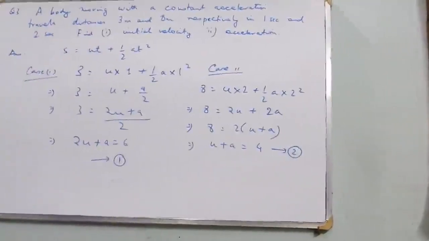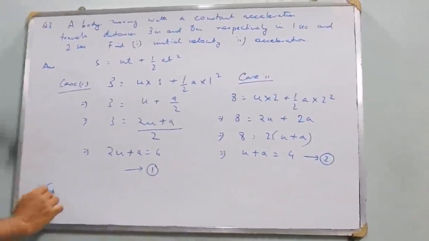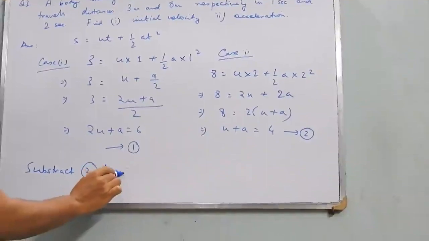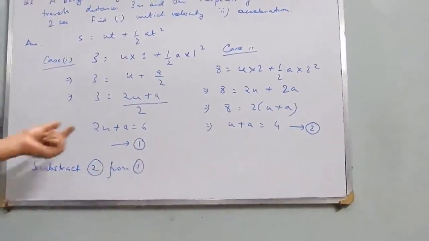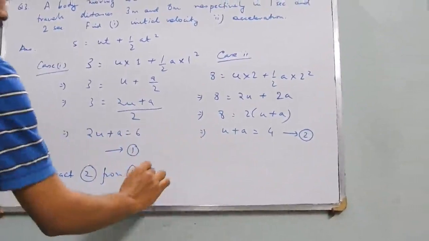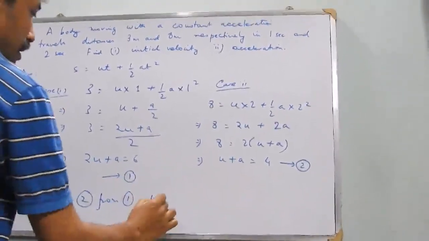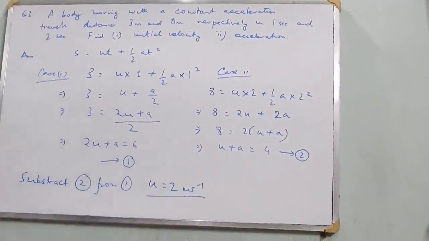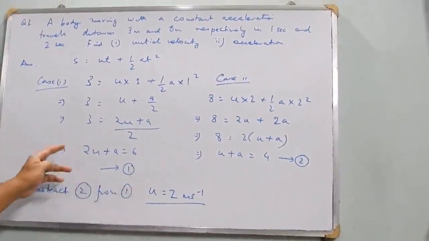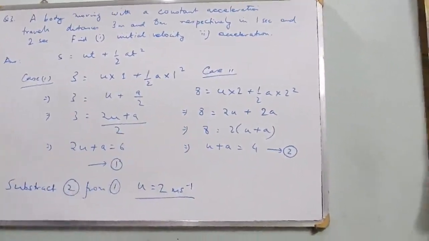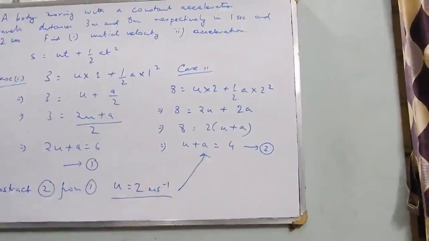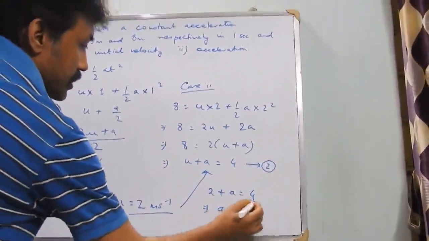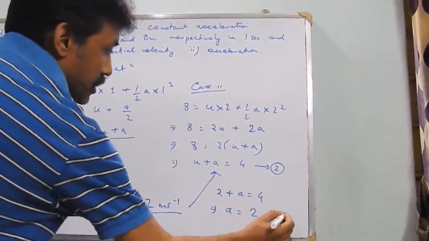Now from first and second, if you subtract equation 2 from 1, what you get is 2u minus u is u, a minus a is 0 and 6 minus 4 is 2. So you get u as 2 meter per second. So initial velocity is 2 meter per second. You can put the value of u in any of the equations. So let us put this value here. We will get 2 plus a equal to 4, which means your acceleration is 4 minus 2, that is 2 meter per second square.